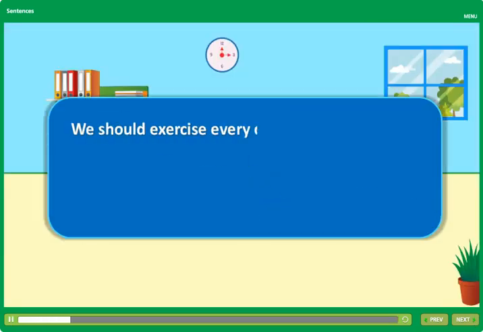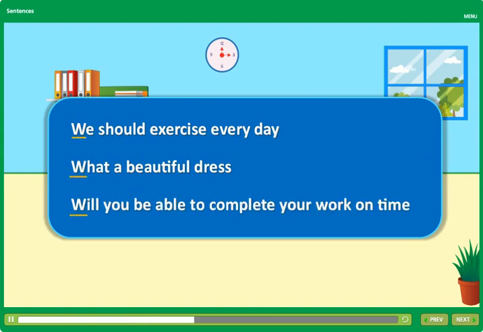A sentence begins with a capital letter and it ends with a full stop, an exclamation mark, or a question mark.